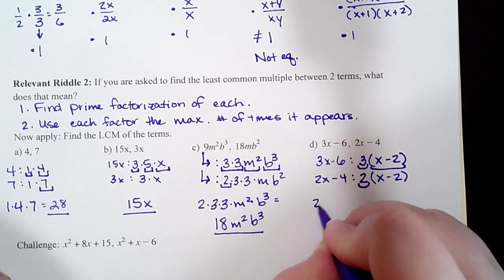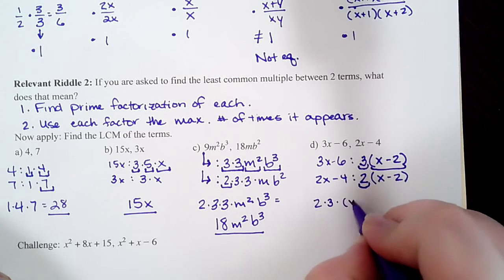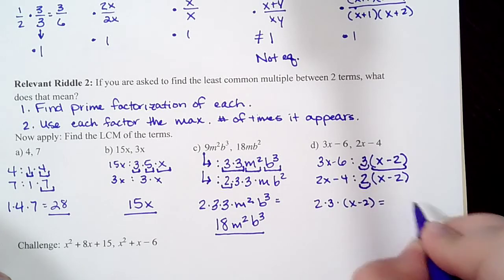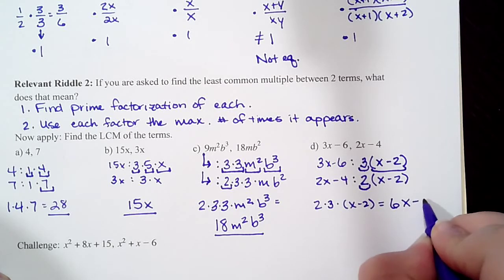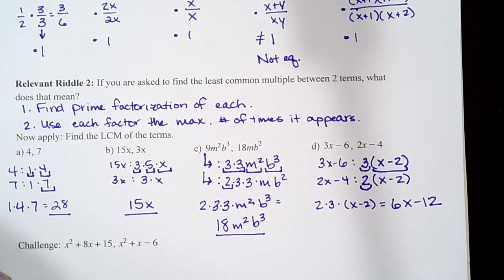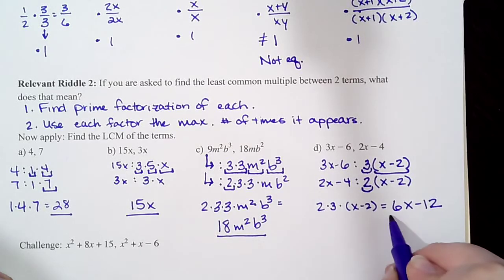Let's put it all back together. 2 times 3 times x minus 2. Simplified, we end up getting 6x minus 12. And that is our least common multiple.